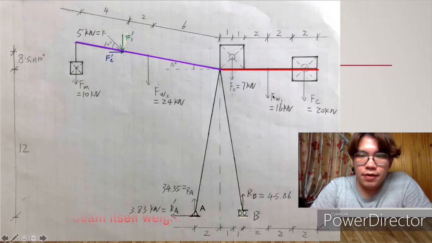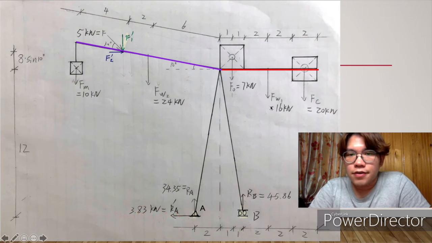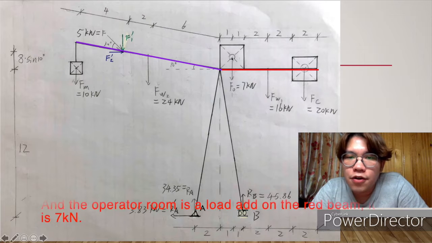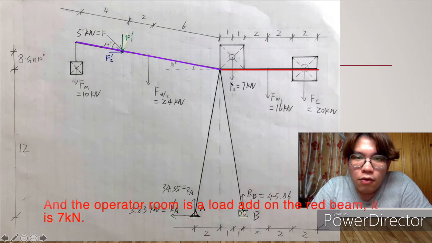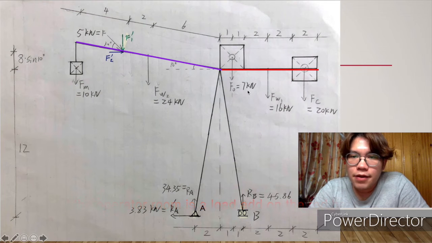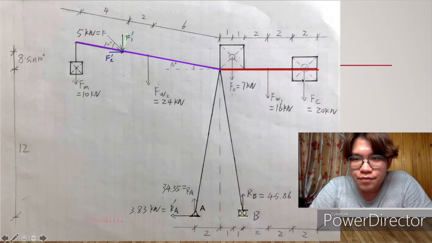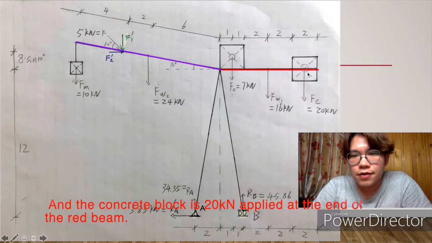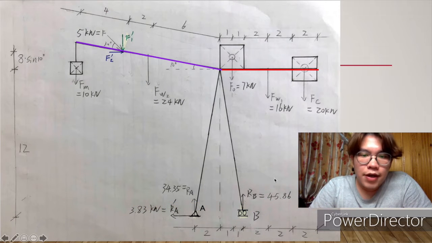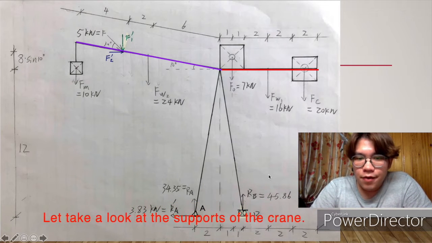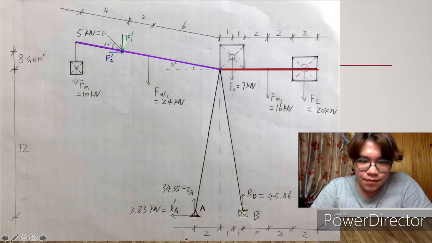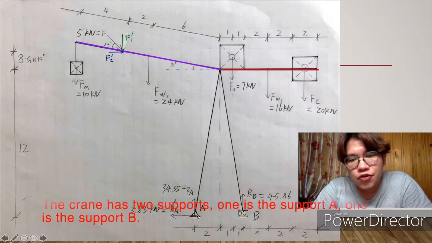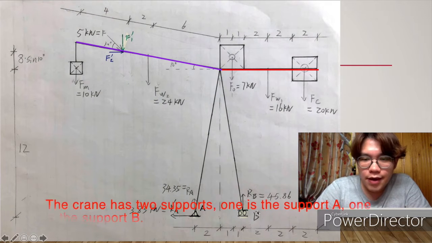The red beam itself weighs 16 kilonewtons, and the operator room is a load added on the red beam, which is 7 kilonewtons, and the concrete block weighs 20 kilonewtons, applied on the end of the red beam. Okay, let's take a look at the supports of the crane. The crane has two supports, support A and support B.